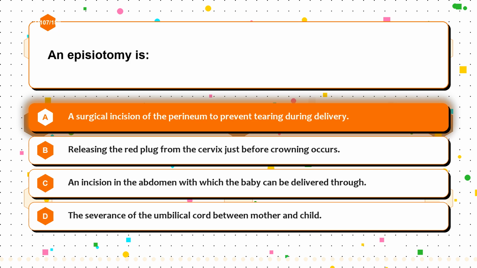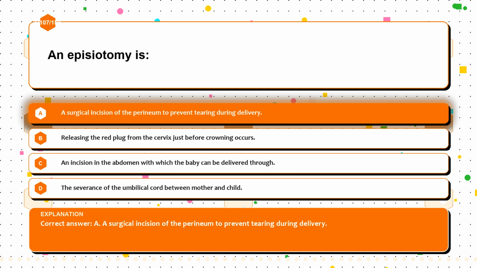The correct answer is option A, a surgical incision of the perineum to prevent tearing during delivery. Correct answer, A, a surgical incision of the perineum to prevent tearing during delivery.